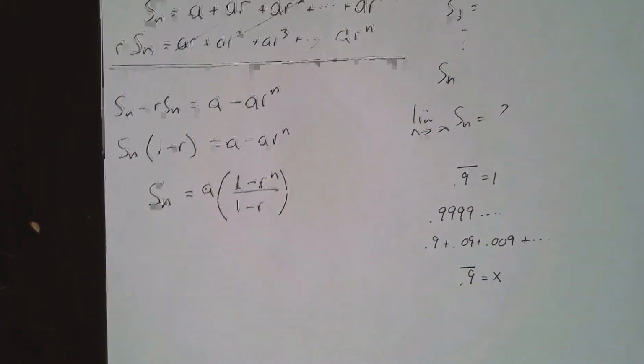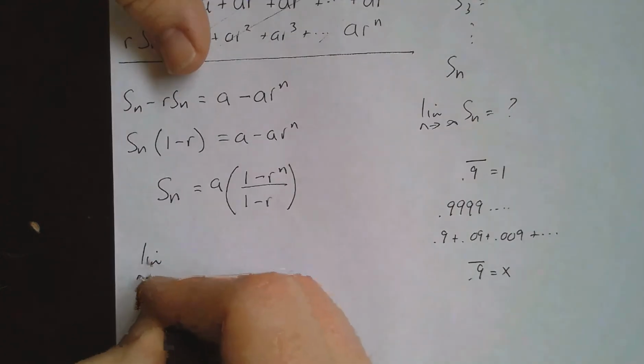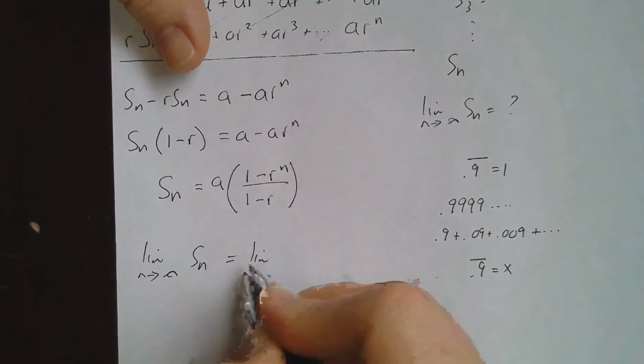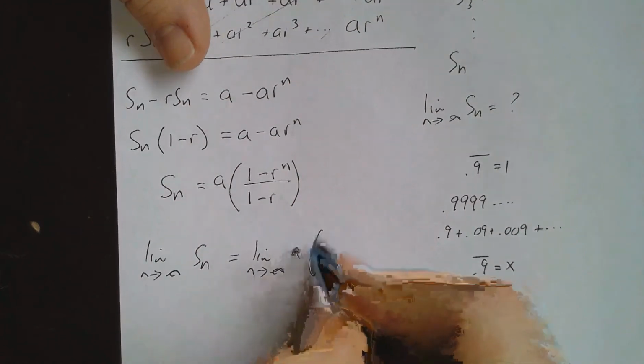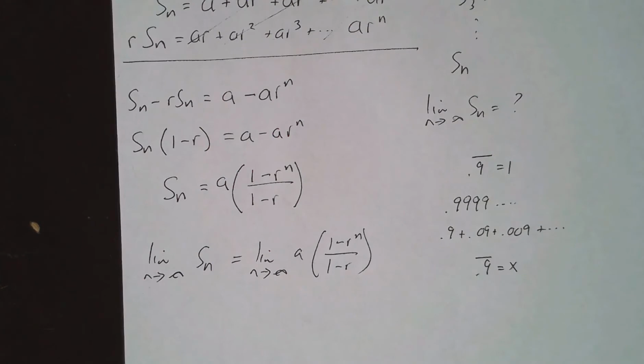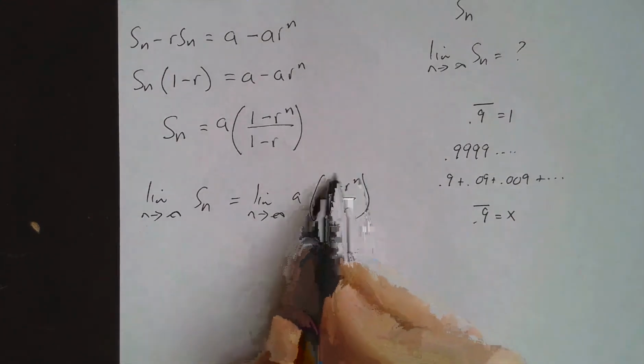Now let's go through the concepts of what happens. I need to know what is the limit as n goes to infinity of s sub n, which is the same thing as the limit as n goes to infinity of a times 1 minus r to the n, divided by 1 minus r. So the statement comes down to the concept of, as n goes to infinity, for what values of, well, a doesn't matter, a is a constant, so it only depends on what's happening here.